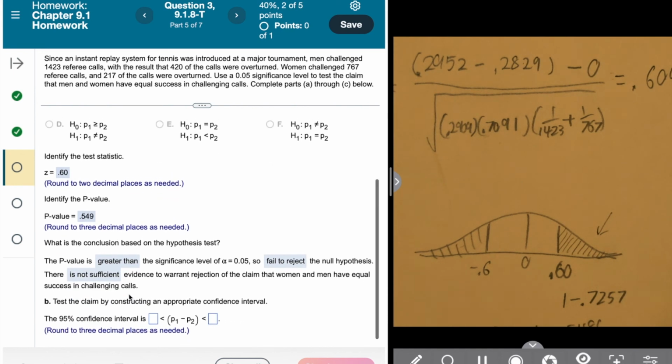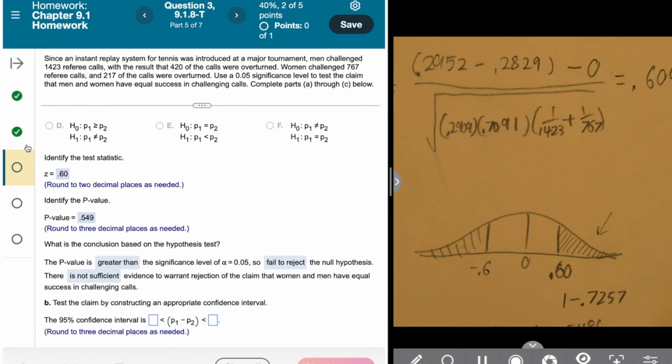So with that being said, we'll then learn what's going on here in this part B and continue through the rest of the homework.